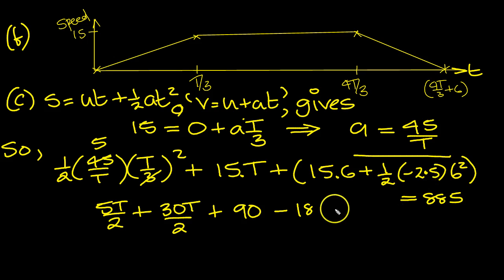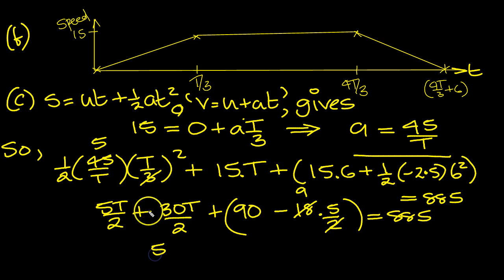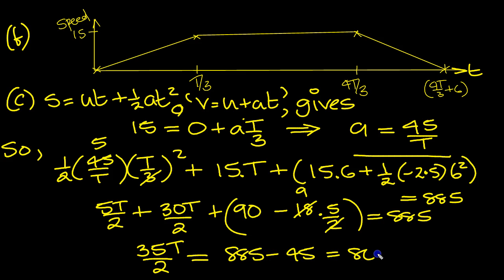This is 5 over 2, isn't it? So I'm going to write it as 5 over 2. Yeah, equals 885. 2 goes into 18 9 times, and 9 5s are 45. So this is 5t plus 30 is 35t over 2 is equal to, this is 9 5s are 45, 90 minus 45 is 45. Move that over, 885 minus 45, which is 840.